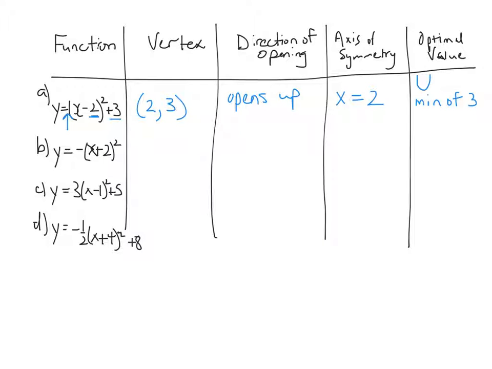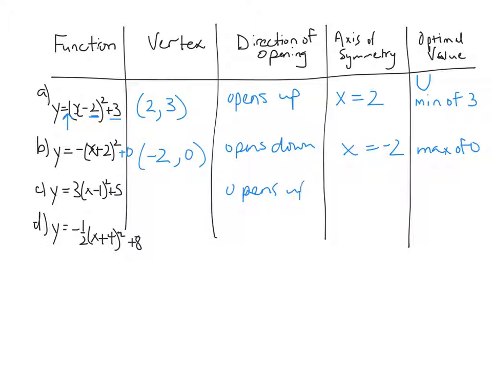Okay, the second one, you should have that it's opening down. You should have that the vertex is at -2, 0, because we're adding nothing onto the end of this. We have x equals -2, and because it's opening down, it's going to reach a maximum of 0. The third one is opening up. The vertex is at +1 and 5. x equals 1 is our axis of symmetry.